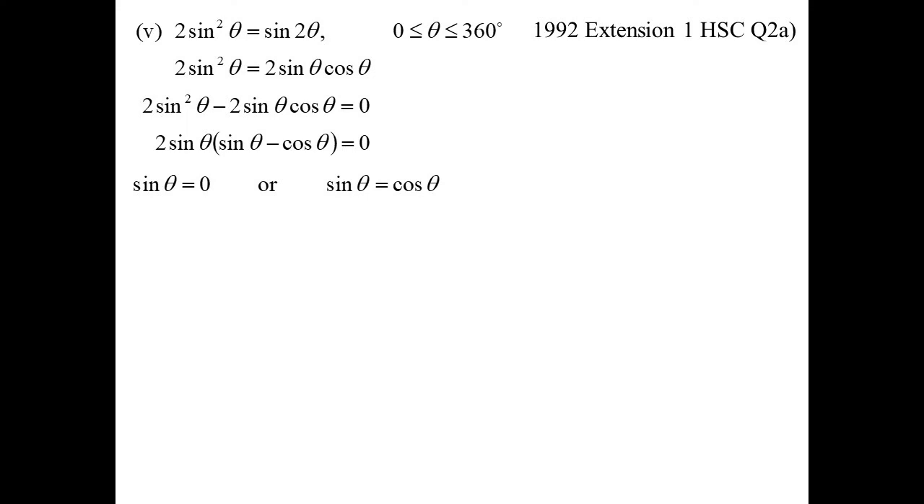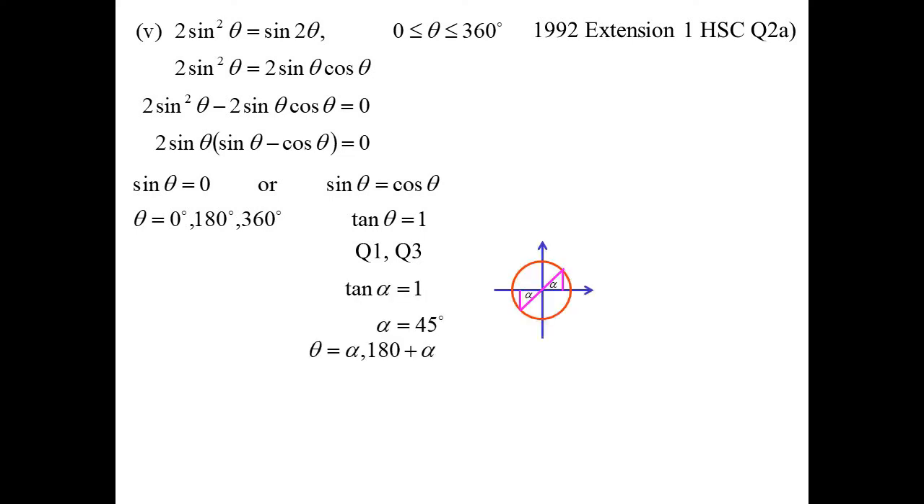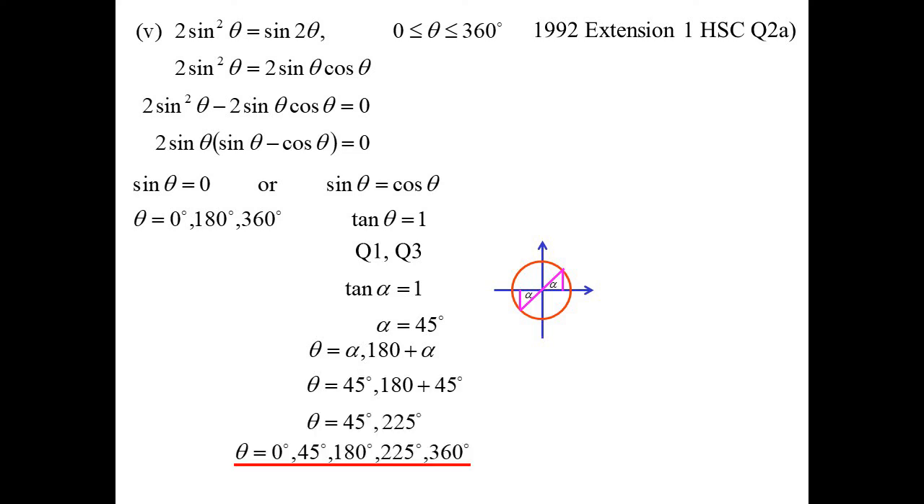Well, sine theta equals 0 is a boundary value. And remember, whenever 0 is a solution, 360 is also a solution. Often people forget to put both of them in. Sine theta equals cos theta, I'm going to rewrite as tan theta. Divide both sides by cos theta. Tan theta is equal to 1. And so we're in the first or the third quadrant now. The acute angle is 45 degrees. And we get our 2 answers. Combine it all together. And there we go.